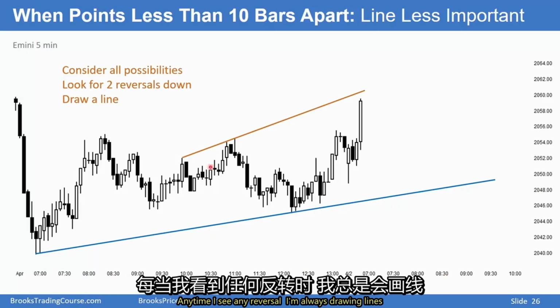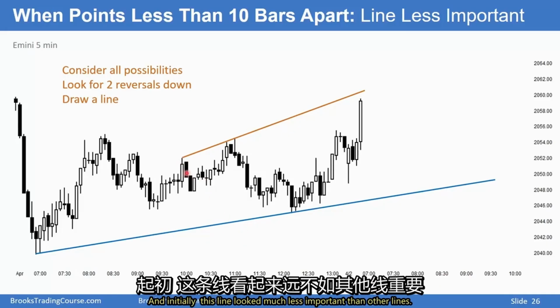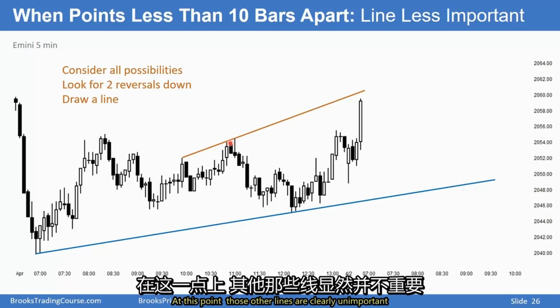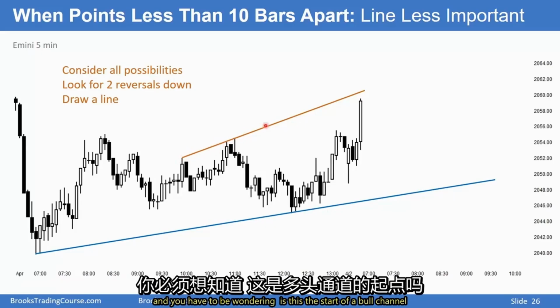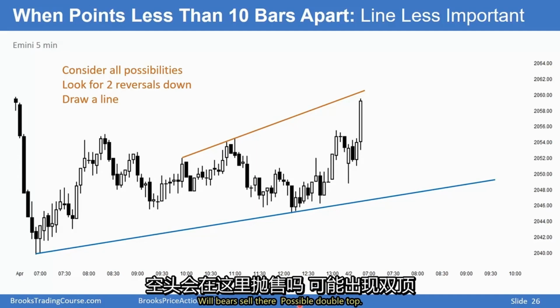Anytime I see any reversal, I'm always drawing lines, and I want to see what the market will do when it gets near those lines. Initially, this line looked much less important than other lines. At this point, those other lines are clearly unimportant, and you have to be wondering, is this the start of a bull channel? Will this be resistance? Will bulls take profits there? Will bears sell there?